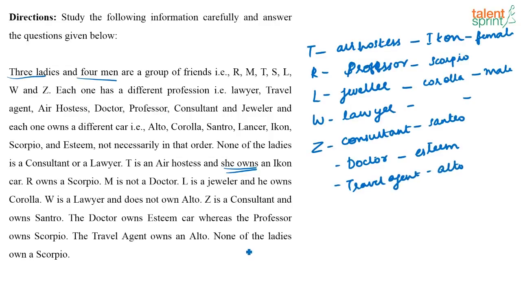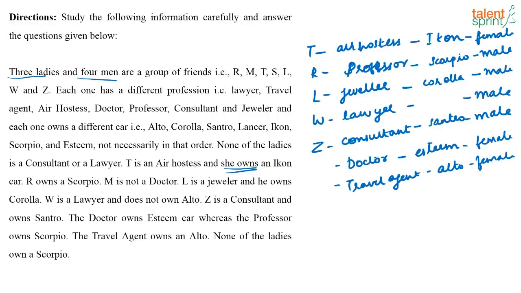None of these ladies own a Scorpio. So what does that mean? R is a male person, right? A person who owns the Scorpio is not a female, so it's a male member. Now next, none of the ladies is a consultant or a lawyer. So this lawyer is also male, consultant is also male. In the question they have given that there are 4 men and 3 ladies. So these are the 4 men. So these 2 are definitely going to be ladies or female.